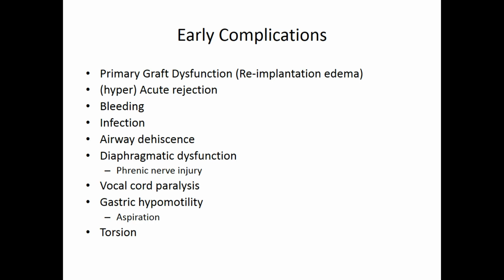In addition to the common ICU complications that you would see in the general ICU population, there are indeed some specific complications that are unique to transplantation for which one should be aware. Primary graft dysfunction, otherwise known as reimplantation edema, is a relatively common complication in solid organ transplantation. Hyperacute rejection is becoming less common in an era of closer attention to ABO compatibility and HLA typing. Bleeding and infection can certainly be seen in the transplant recipient. Airway or other anastomotic dehiscence is also relatively common, as is vocal cord paralysis, diaphragmatic dysfunction, gastric hypomotility, and torsion of the transplanted organ. These are all things that should be considered in the transplant recipient who suffers early complications that are otherwise unexplained.